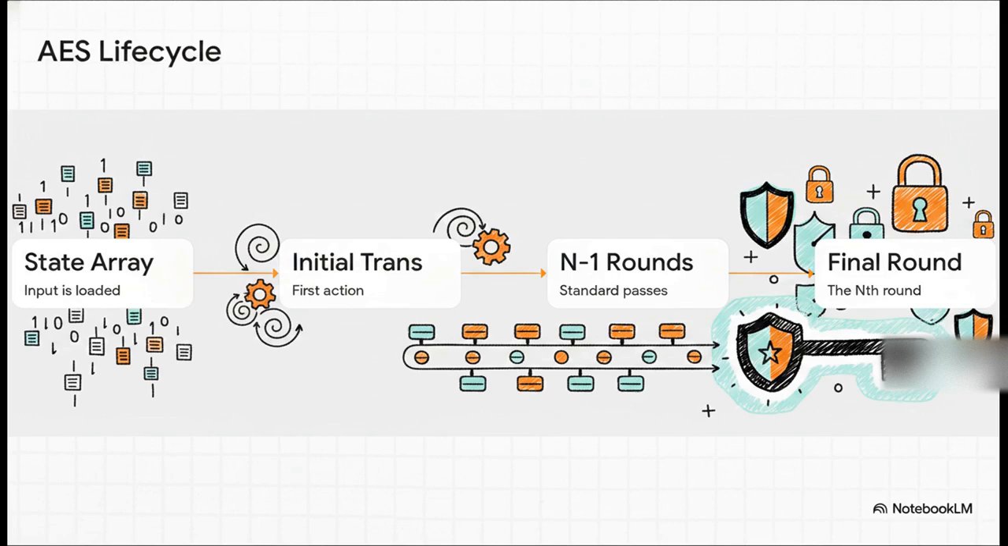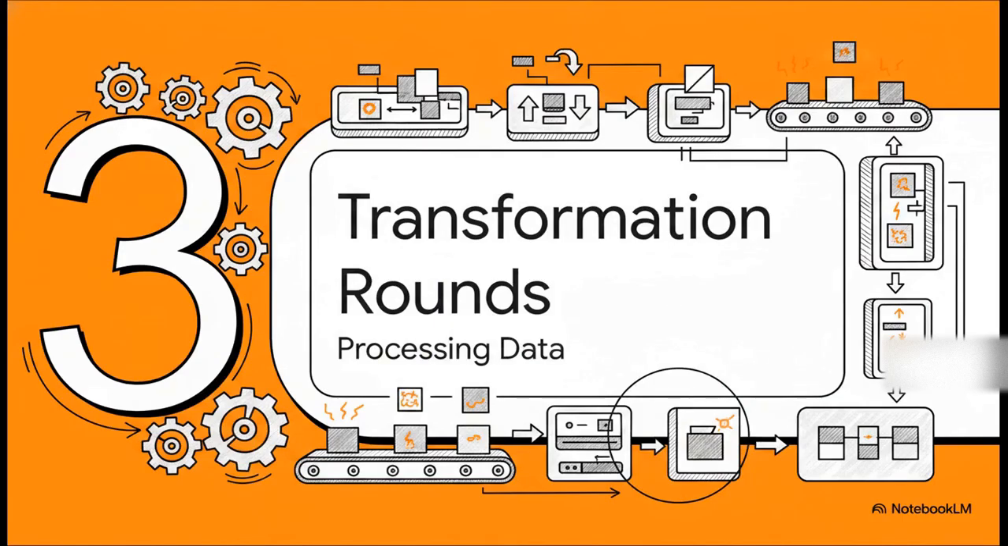Well, here's the high-level life cycle of your data. Step 1, your plain text gets loaded right into our state array basket. Step 2, it goes through an initial transformation, just to jumpstart the whole process. Step 3, the data travels through a series of standard processing stations, which are called rounds. Now, the total number of these rounds can vary, so we just represent that mathematically with the letter n. And finally, Step 4, the data hits the final round, which actually behaves just a little bit differently to fully seal the vault. Which perfectly sets up Section 3, the transformation rounds.